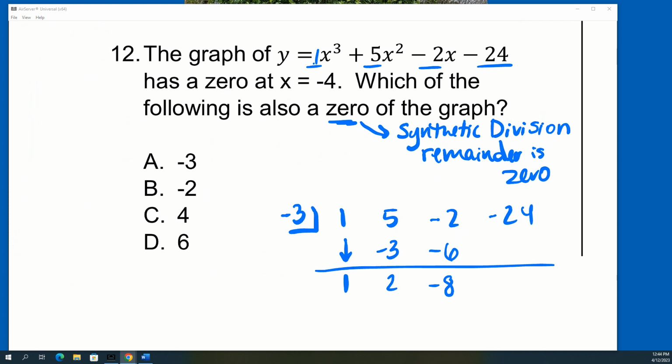All right, and then one more time. -3 times -8. A negative times a negative is a positive, 24. And we get a remainder of 0. If you get a remainder of 0, then it is a 0.